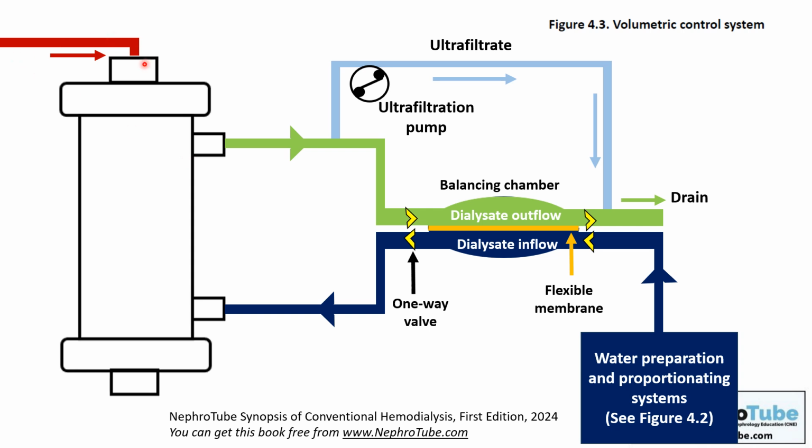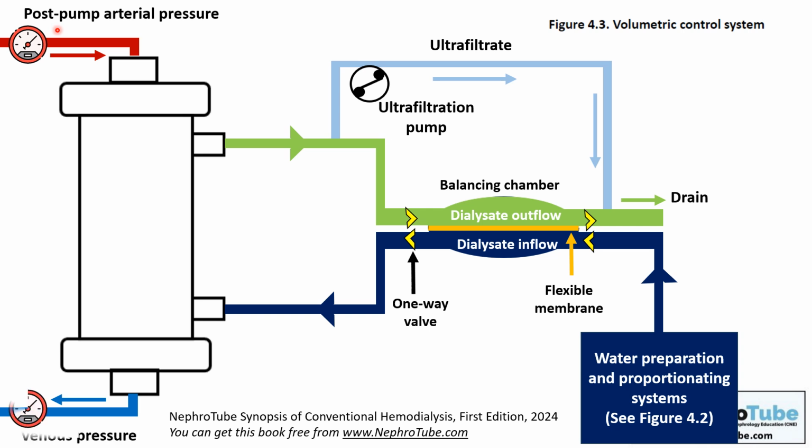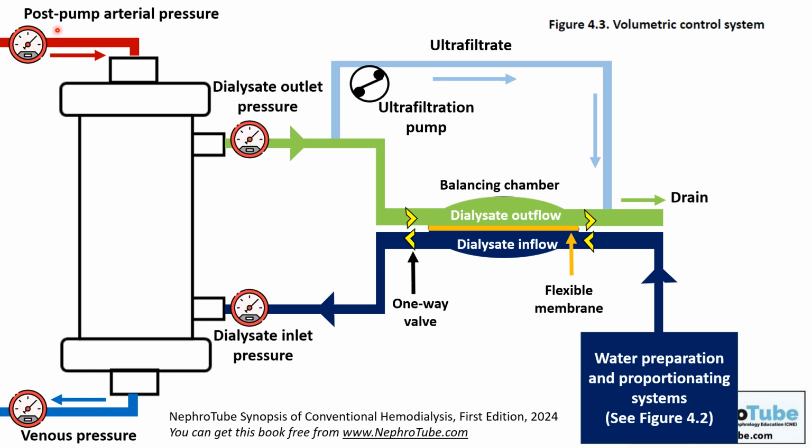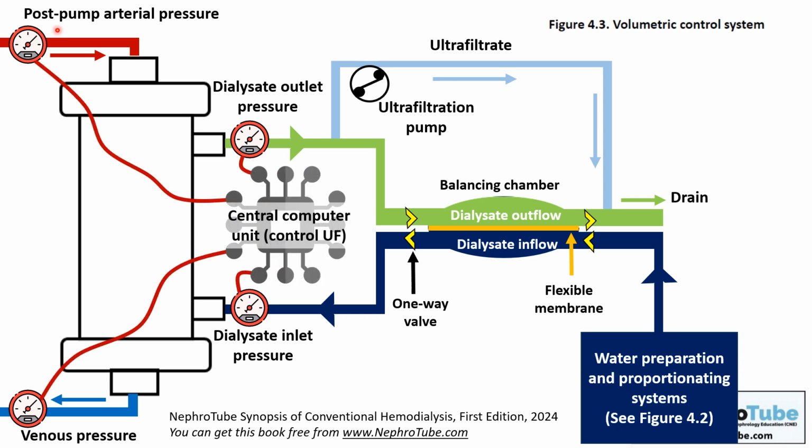Here there is the inflow of the blood into the dialyzer, and here is the blood outflow. There is a monitor for the post-pump arterial pressure, a monitor for the venous pressure, and also monitors for the dialysate inflow inlet pressure and dialysate out pressure. All of these send their data to a central computer that controls the ultrafiltration pump to ensure that the pump will suck an equal amount of the ultrafiltrate to be drained through the drain.